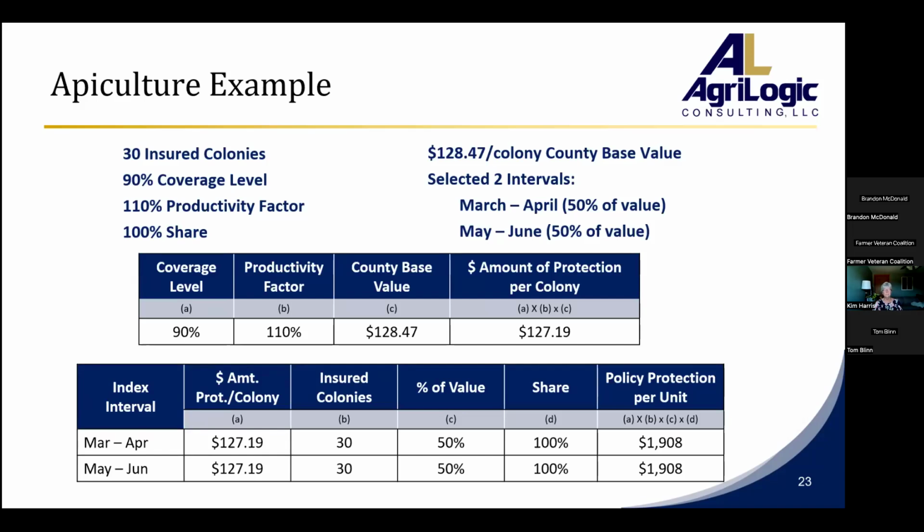So I've got 127.19 as my dollar amount. I have 30 insured colonies, but I'm going to take that times 50%. Of course, my share is 100%. And so we're going to put $1,908 of protection in each of those two intervals.